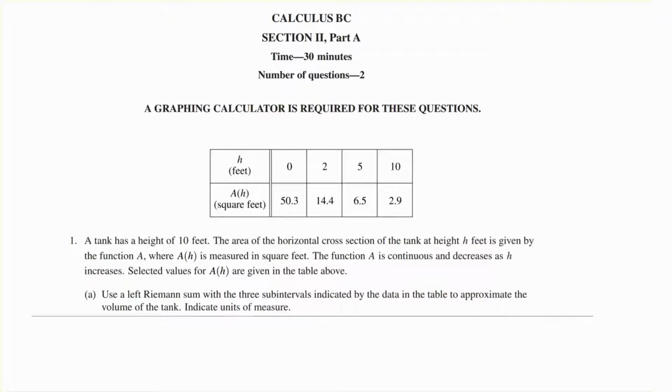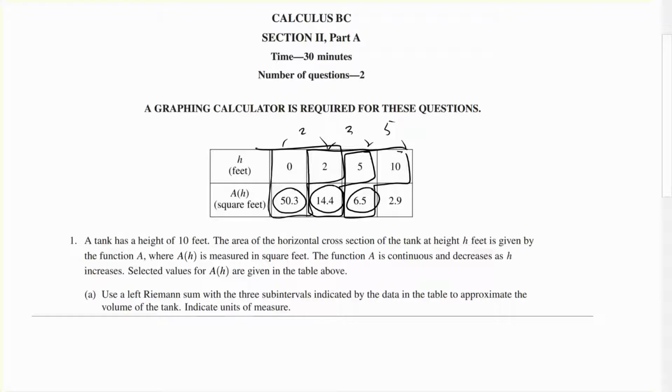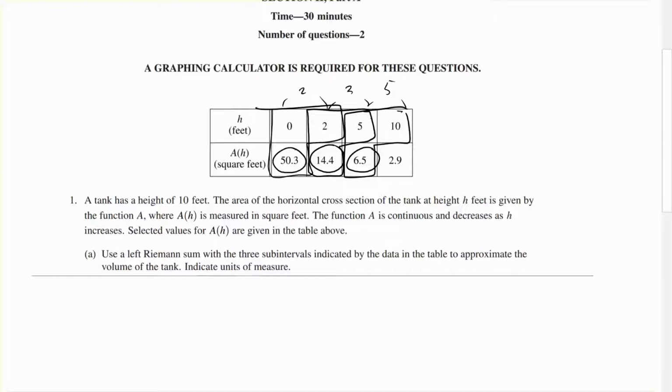Question A says use a left Riemann sum with 3 subintervals indicated by the data in the table to approximate the volume of the tank. So what we're going to do here is take these differences, 2, 3, and 5, and multiply them by the left-hand values. So we're taking these values right here. And this corresponds to sort of a rectangle between each value right here. And then this will give us an estimate of the volume.